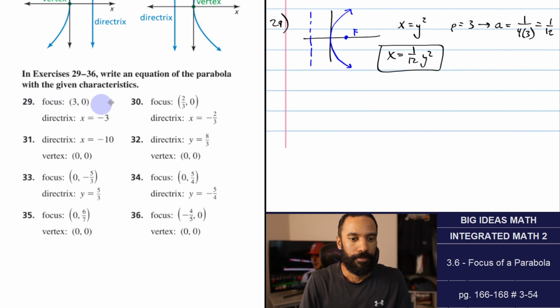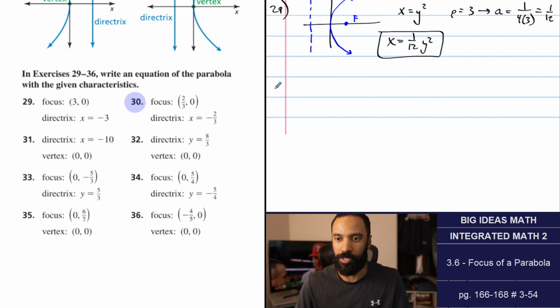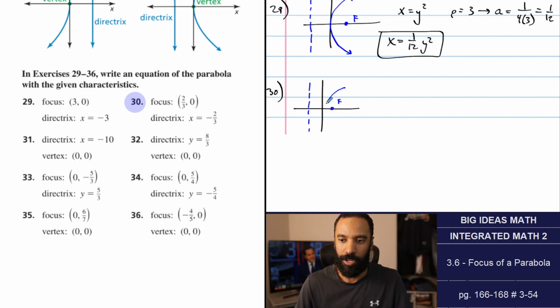Number 30. Your focus is 2/3, 0. Your directrix is x equals -2/3. This once again opens the same direction as before. Hopefully you can recognize that the focus, once again, is here and the directrix is there. Positive, negative. We're going to open that way.